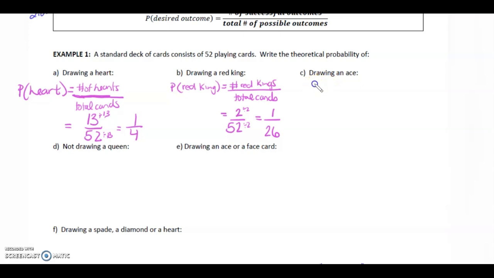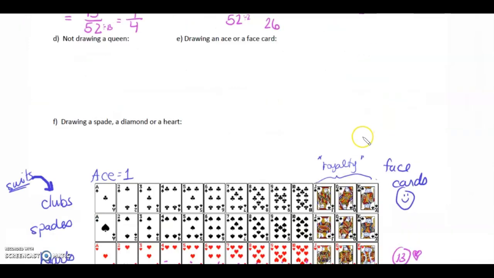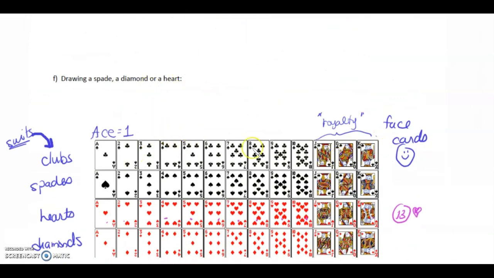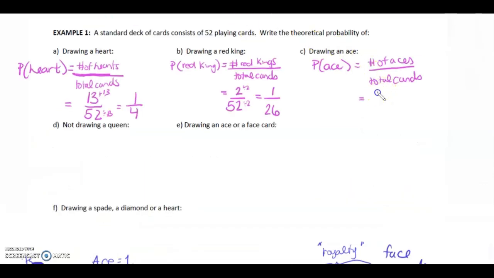What's the probability of drawing an ace? The probability of ace is going to be the number of aces over the total cards. If we go down here, how many aces do we have? Locate the aces, and we can see that we have 4 of them. We have 1 for each suit. So we have a probability of 4 over a total of 52 cards. Divide both the numerator and the denominator by 4, and we get 1 over 13.